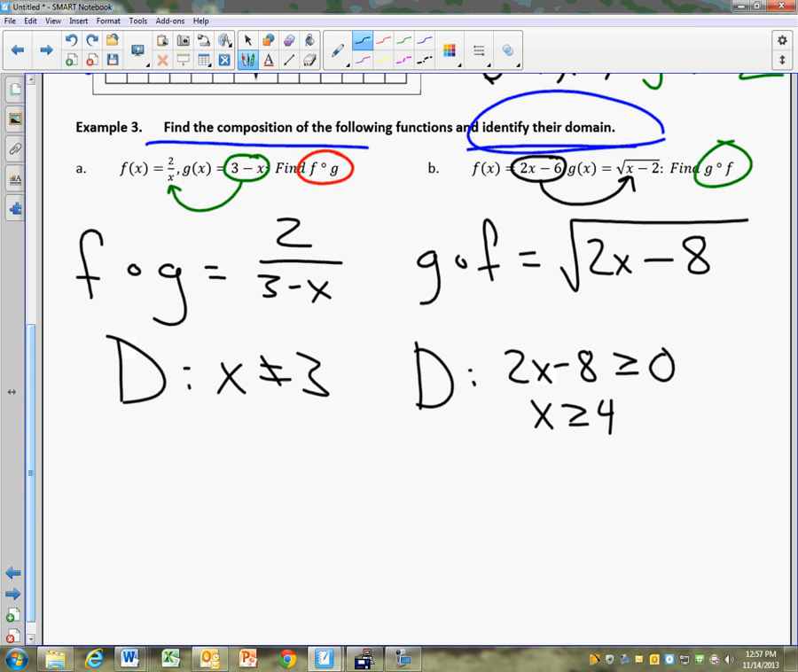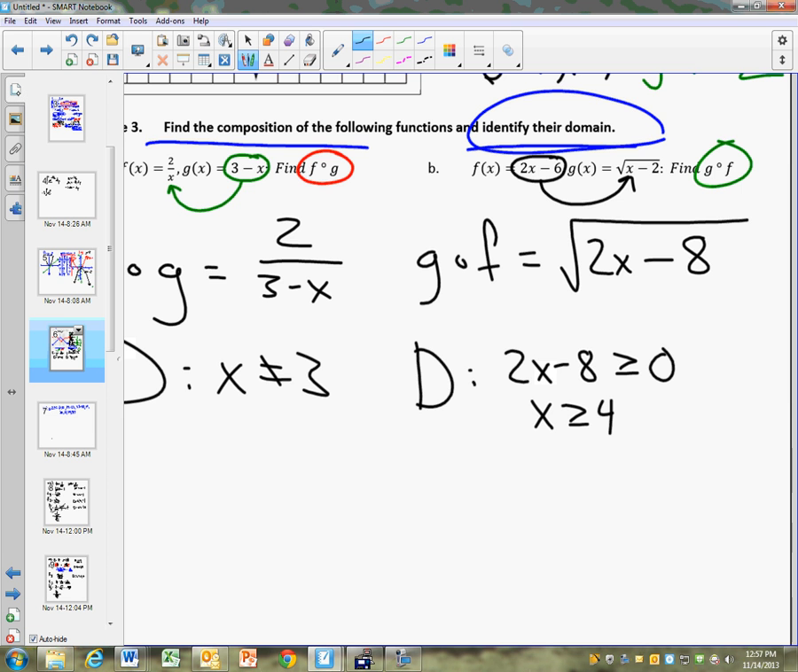Now again, why is that interesting? Look at your beginning functions. F of x, the domain was all real numbers. G of x, the domain was x greater than or equal to 2. Neither one of those pop up in the domain here. Neither one. However, that's still the correct domain. So we've got to look at the end result.